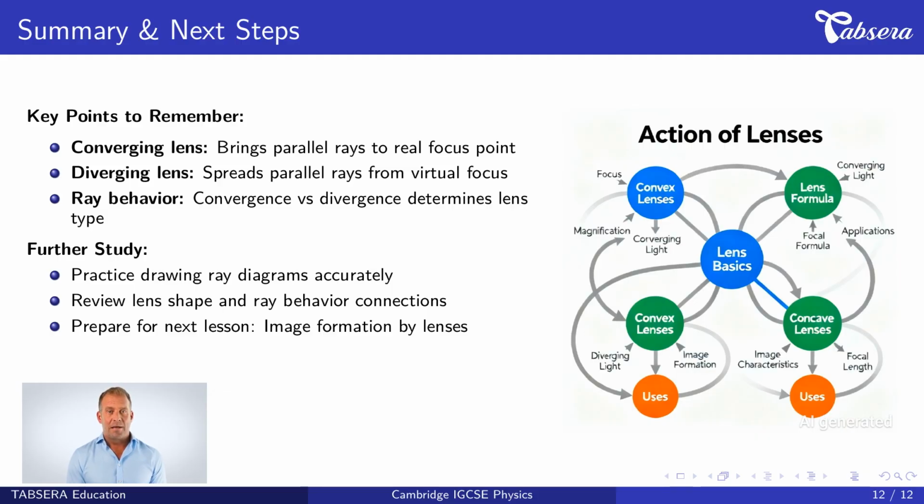For further study, practice drawing ray diagrams accurately using the rules we learned. Review how lens shape connects to ray behavior. Convex lenses converge, concave lenses diverge. Prepare for the next lesson on image formation by lenses, which builds on today's foundation by exploring how lenses create images of objects. Master these basics before advancing to more complex optical systems.